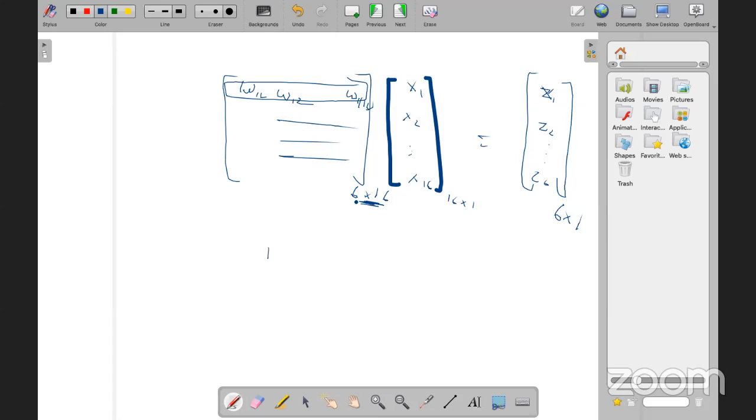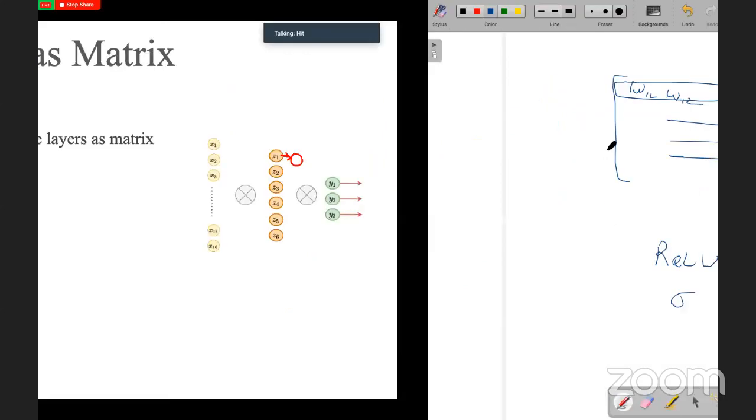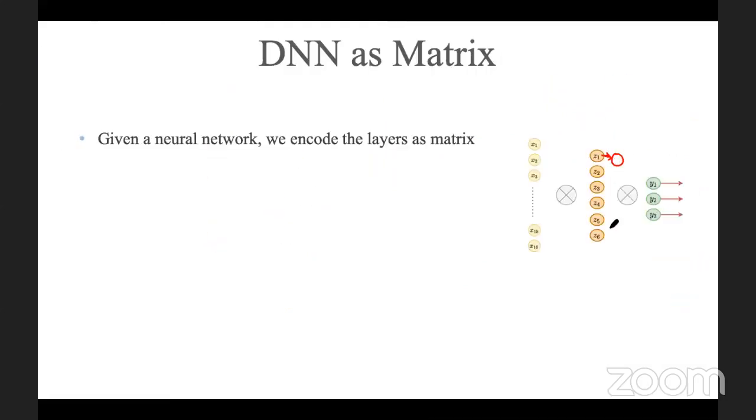Now we apply the ReLU over this, or whatever activation function you have, and you get the output of these neurons. Then whatever column vector you get, you again multiply by this matrix. It would be 3 by 6, and you get the final output after applying the activation function again. This is how we store all this.